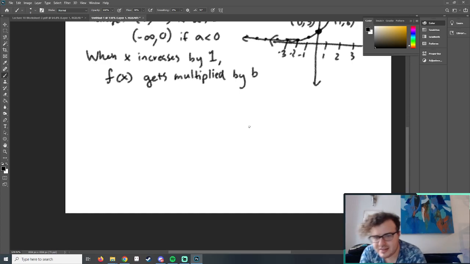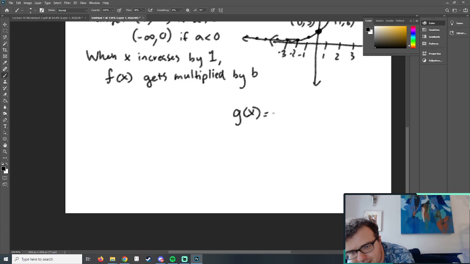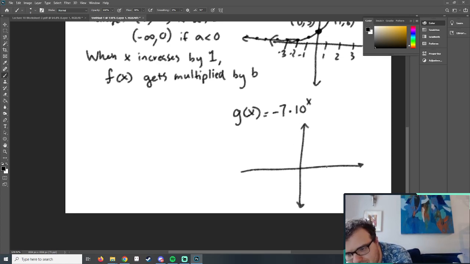For example, if I say g of x equals negative 7 times 10 to the x, then instead of having that range from 0 to infinity, because our first term here is negative, our first point is going to be down here at 0, negative 7. Forgive me for the scale of this graph. That's a 7, not a 1 there. It's a negative 7. And then as I move to the right, I'm going to multiply by 10 every time.